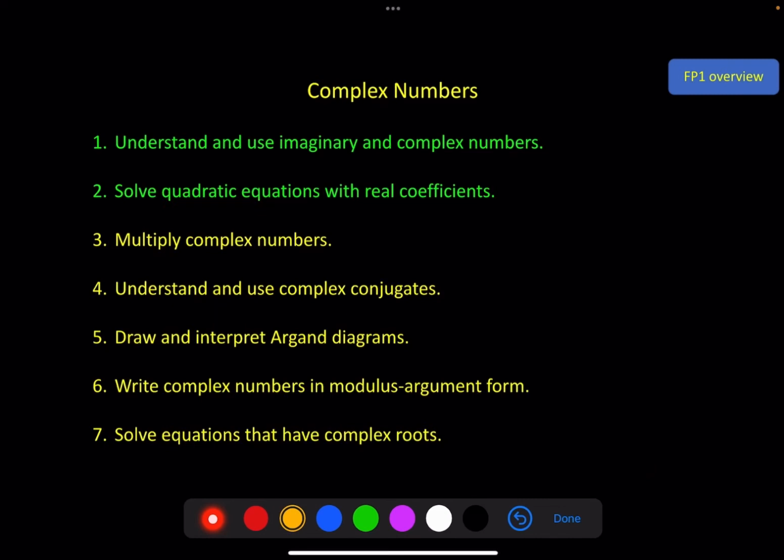So to give you an overview of this chapter, we're going to understand and use imaginary and complex numbers, solving quadratic equations with real coefficients. These two are going to go together in this video. The next video we will look at multiplying complex numbers and also understanding and using complex conjugates. The reason they go together is because one use of complex conjugates is to divide complex numbers.